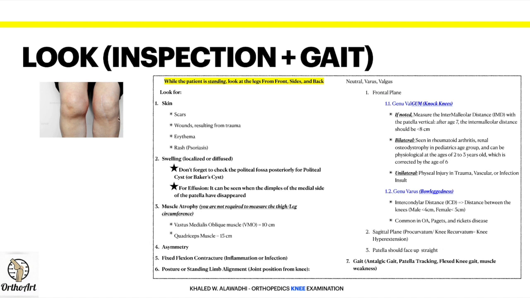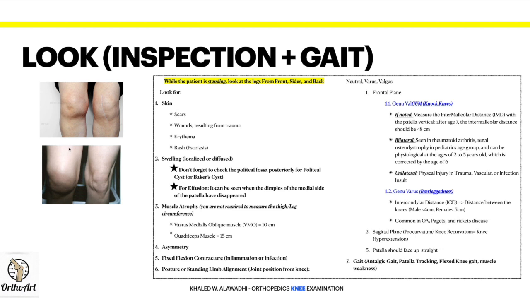Then you check for swelling, whether it is localized or diffuse. Always for swelling, you check for two things: effusion at the patella, and at the back of the knee, you check the popliteal fossa for a popliteal cyst or Baker cyst, which I'll show you in a couple of slides.